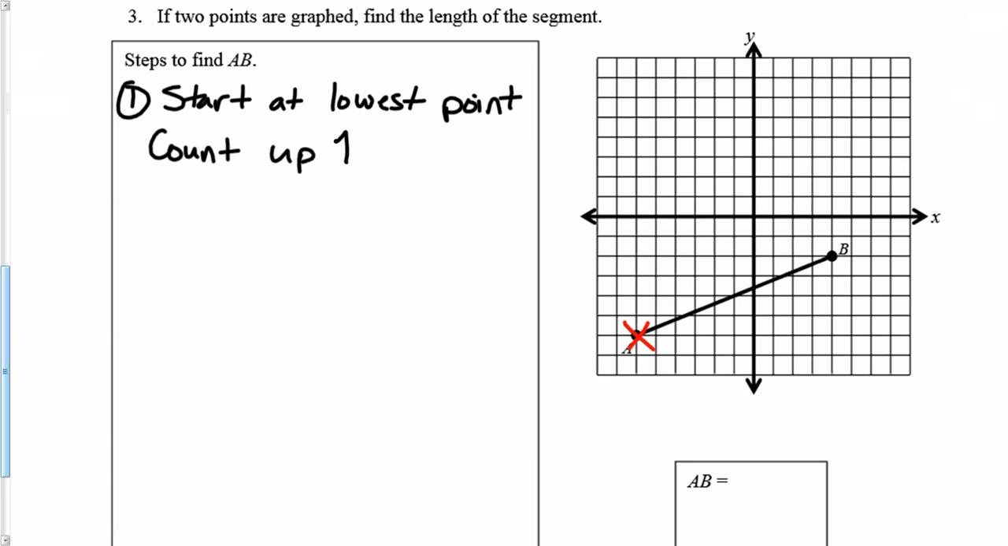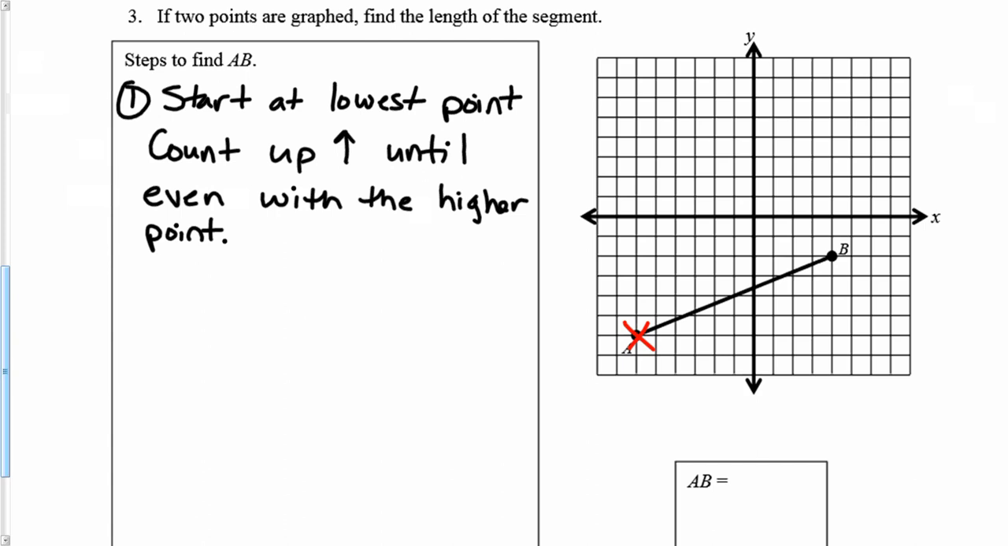And what I'm going to do is count up until I'm even with the higher point. Okay. And again, you need to pause the video to write that down. So what I'm going to do is draw from A a segment going straight up. And then I'm going to put my pencil on B, and I'm going to draw a segment going straight across. And you see that now I have created this triangle that I'm looking for.